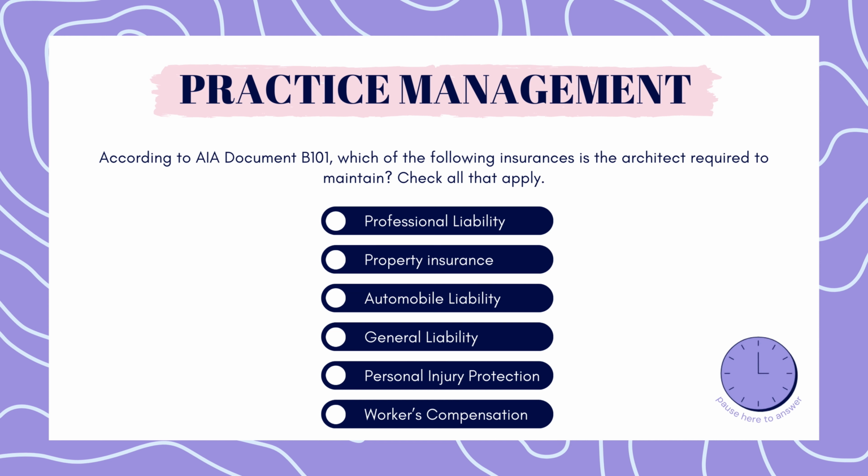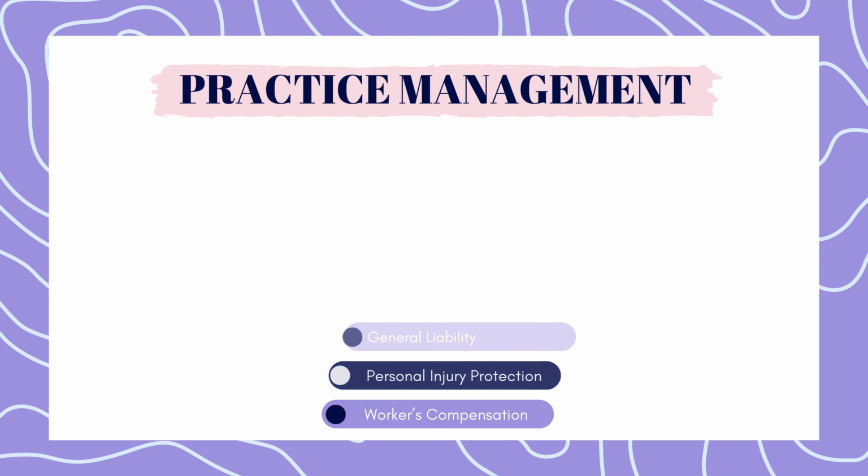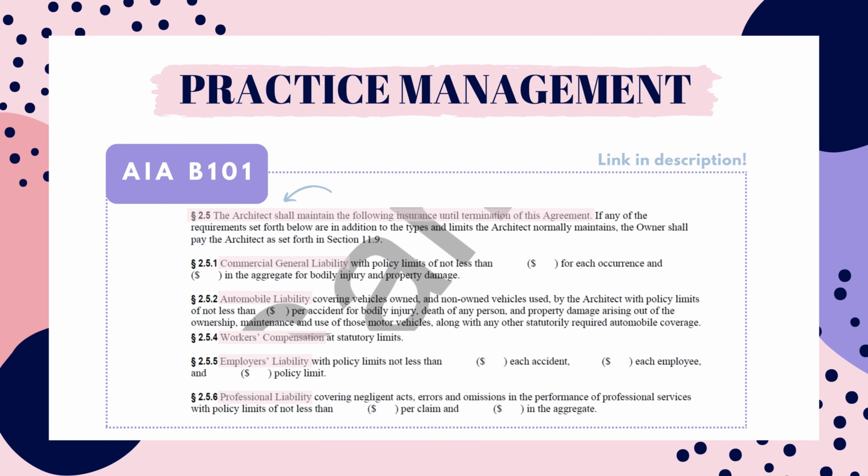And the answer is professional liability, automobile liability, general liability, and workers' compensation. As stated in the question, this comes straight from AIA document B101. If you all are studying for practice management, it's super important to read B101, A101, and A201. Most of the test is on AIA contracts, so please read them before heading into your exam.